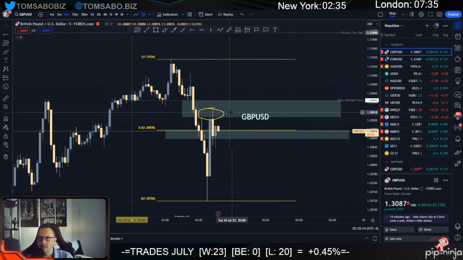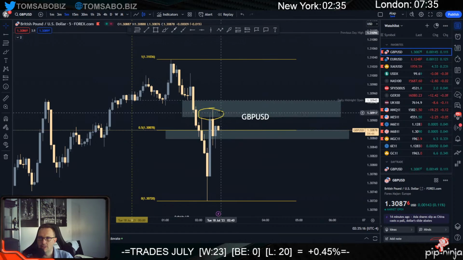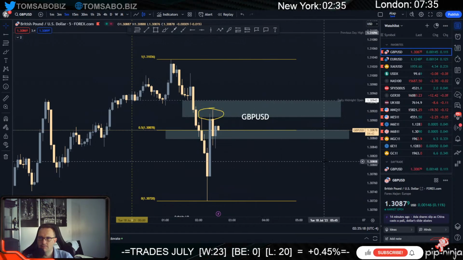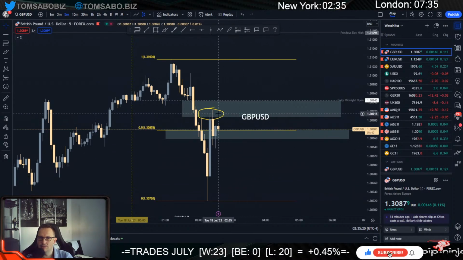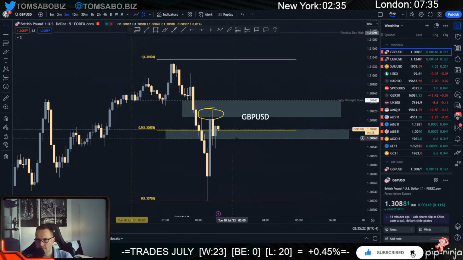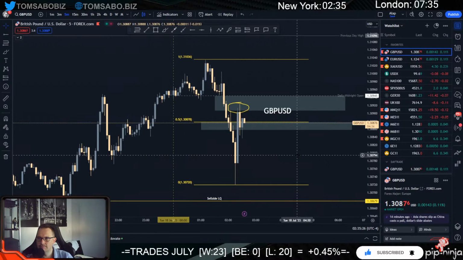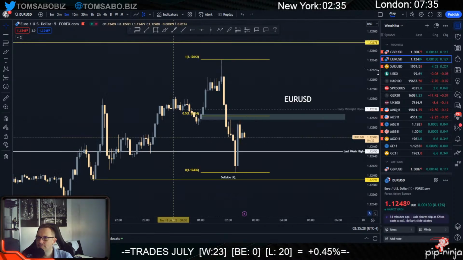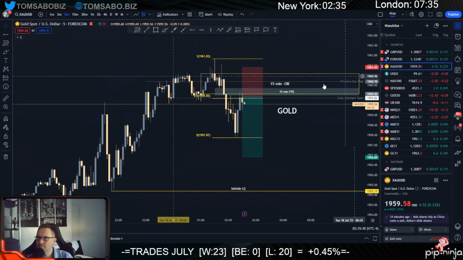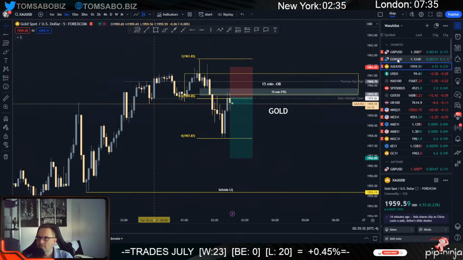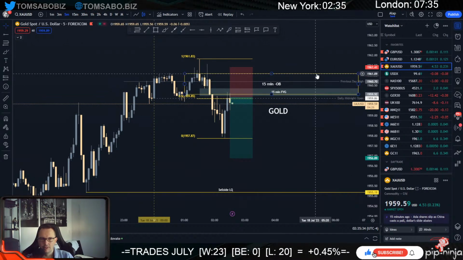This is the 15 and this is the 5. Look at it, also inside the fair value gap. So this entry was like picture perfect. Question is, is it going to help us or not? 15-minute order block and FVG.